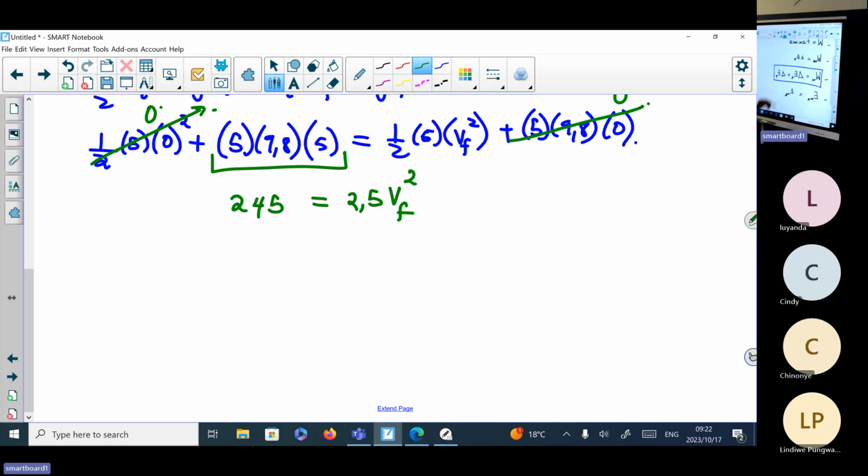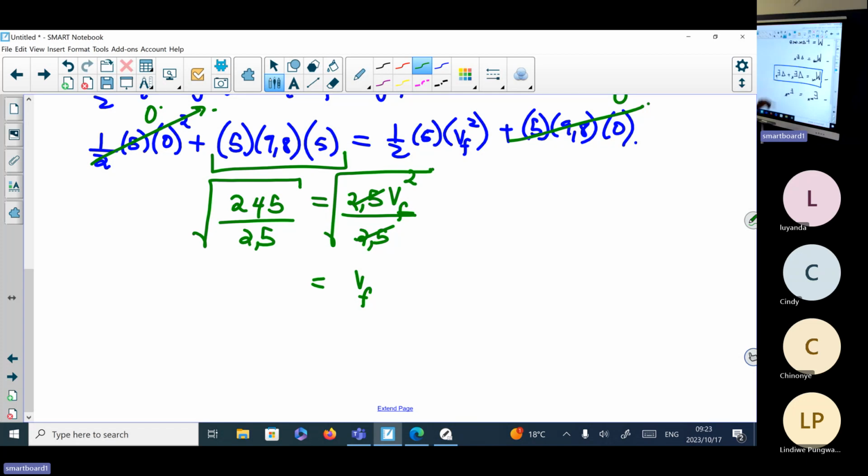Right, half of 5, I think we all know it's 2.5, times VF squared. Then we divide both sides by 2.5. We still have a VF squared, so we take the square root. And I need you guys to help me once again. What is the square root of 245 divided by 2.5? That will be the velocity of our object.